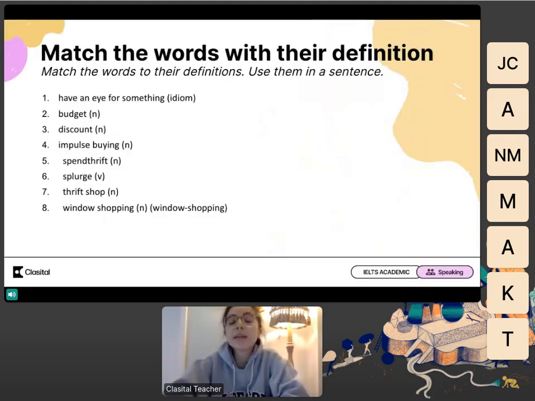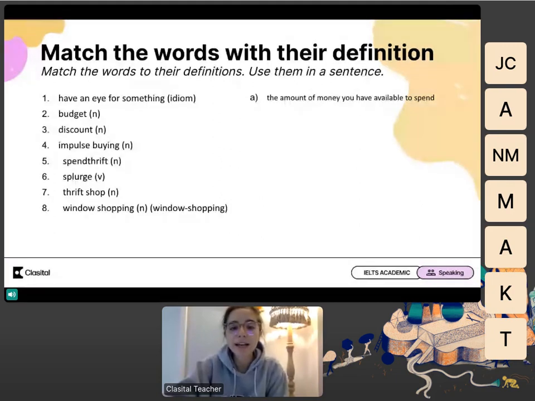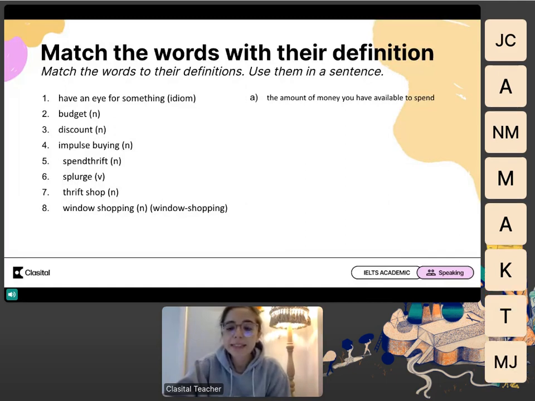So we'll start working with some vocabulary. Today I have 8 words. Some of them are nouns, some of them are verbs for shopping. And their definitions will show up one by one. So you can tell me the matching in the chat box. And then we can try using them in a sentence. Okay, for one, the amount of money you have available to spend.